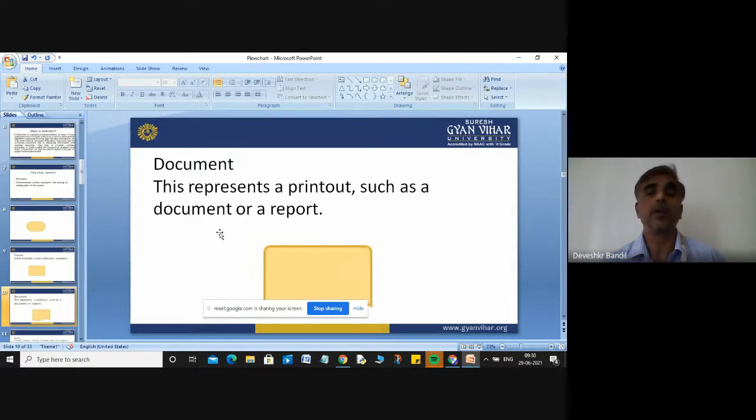And the document is one symbol of your flowchart. This represents a printout, such as a document or a report. So in the document symbol, you will represent the printout. Suppose you have a report, suppose you have a document. So always you will mention the document and your report in this symbol, as I have mentioned.